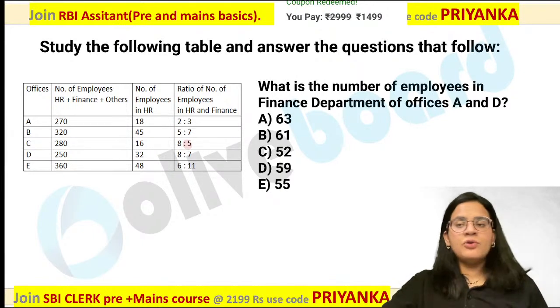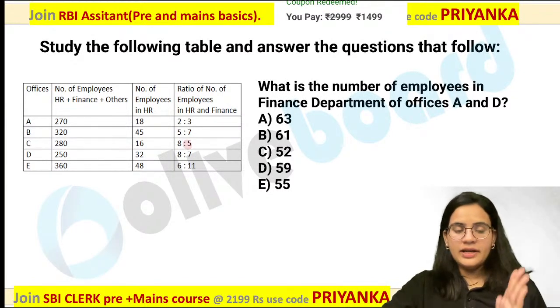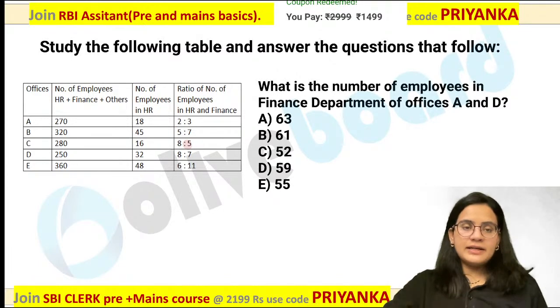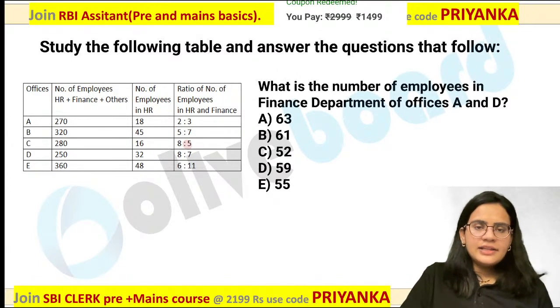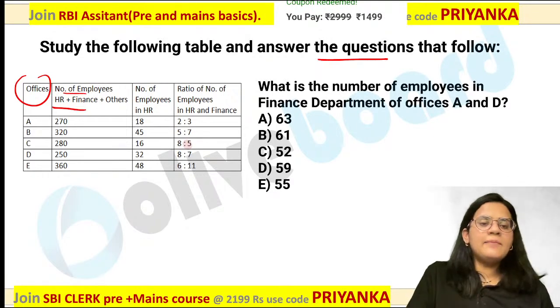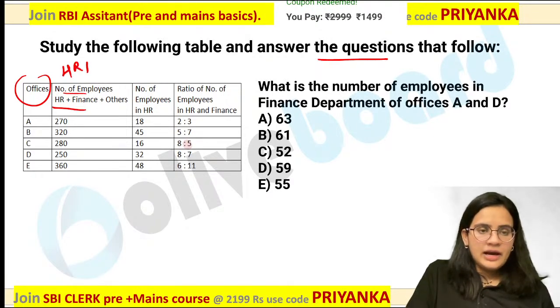Okay, now before we move on to the question, I would like to tell you the concept of this particular DI. It is a tabular DI over here. Let us see what is the concept of this particular DI. All of you now please pay attention. Here they have said, study the following table and answer the question. Now the first column is about the offices. This column is telling me about the total employees in HR plus finance plus other. There are 3 sections represented over here. If I am talking about this section, it is only about HR.